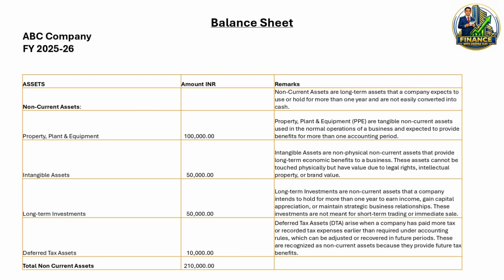Property, plant and equipment. These are physical assets like machinery, furniture, building, computer. They are used in normal business operation. Intangible assets. These are non-physical assets such as trademarks, software, brand value, patent. Even though we cannot touch them physically, they still have value. Long-term investment. These are investments held for more than 1 year to earn income or future growth. Deferred tax asset. Deferred tax asset arises when the company pays more tax earlier and can benefit in future years.